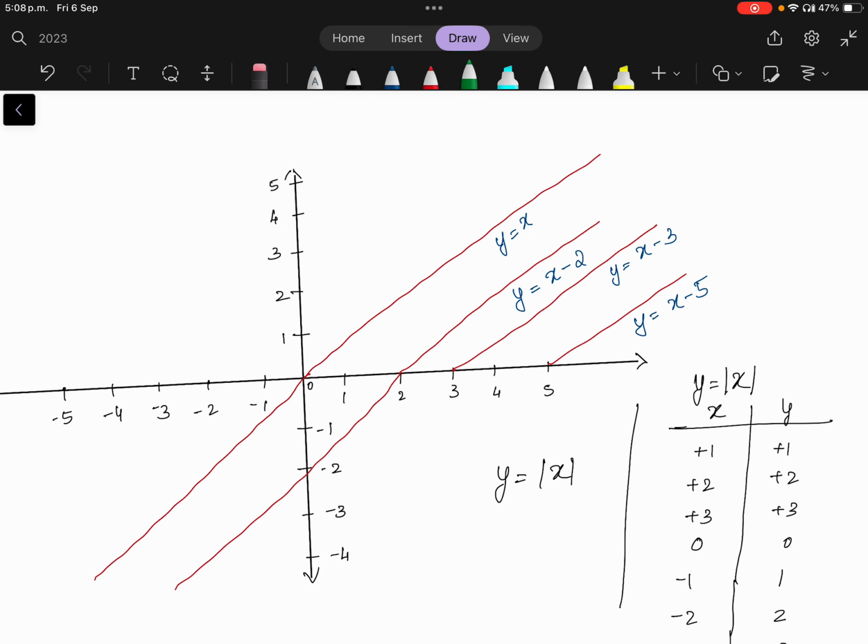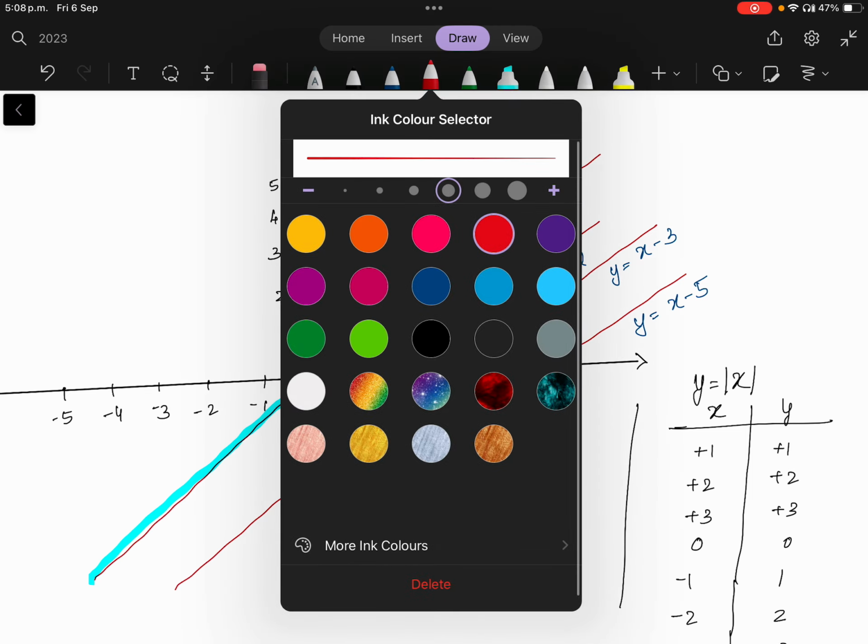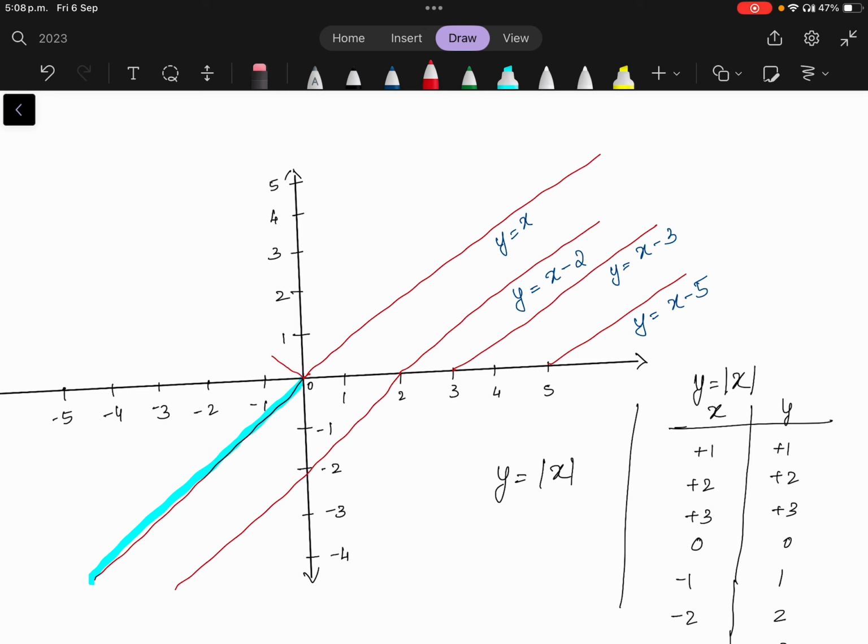I'm going to plot it with the green one here. The red one was y is equal to x, but when it comes to y is equal to modulus of x, from this point onwards down, for that you have to draw a reflection of that in this direction. Which means you will have to draw that. I'm going to draw it in green here. So that line will be like this.